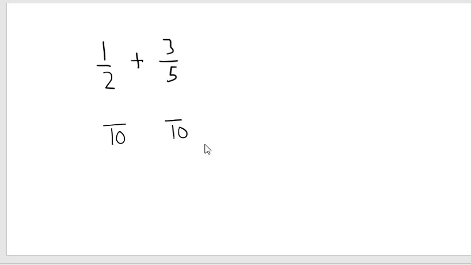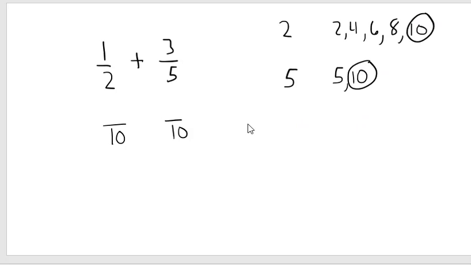And remember, the way that you find that is the common denominator is the least common multiple between 2 and 5. So if we list the multiples of 2, 2 times 1 is 2, 2 times 2 is 4, 2 times 3 is 6, 2 times 4 is 8, 2 times 5 is 10. Okay, these would be some multiples of 2. If we list the multiples of 5, 5 times 1 is 5, 5 times 2 is 10, so the least common multiple is 10. That is our common denominator.